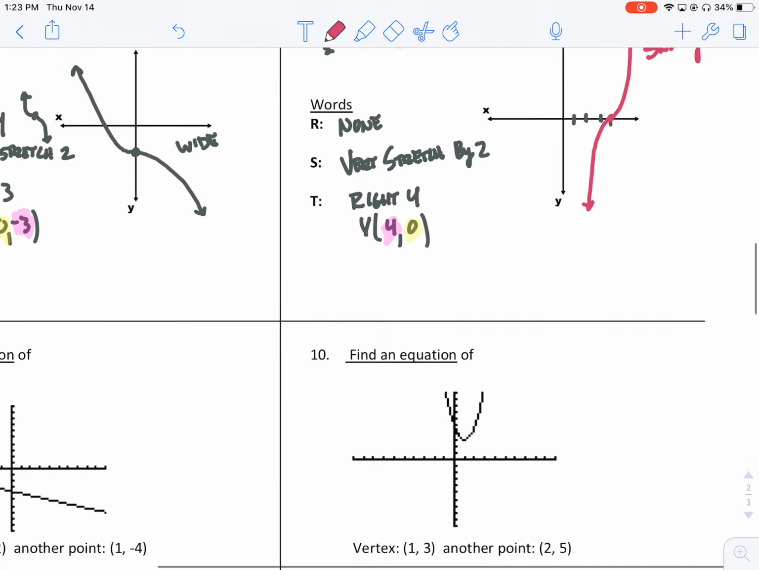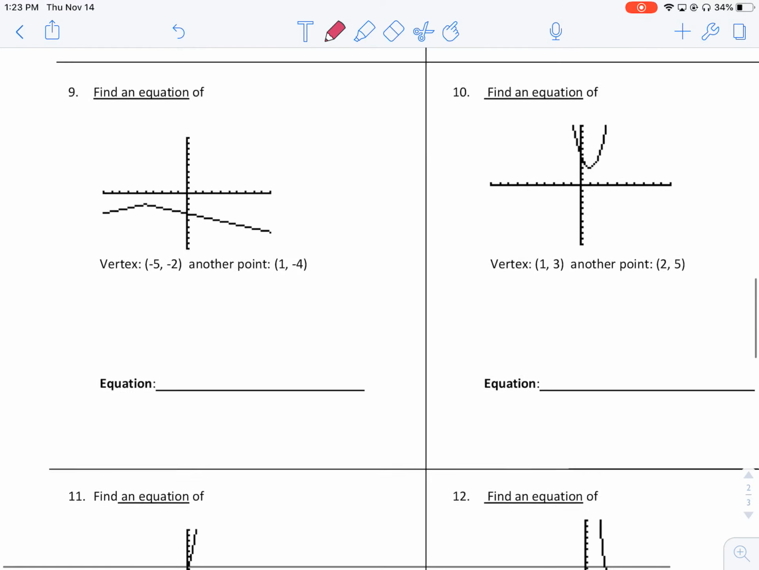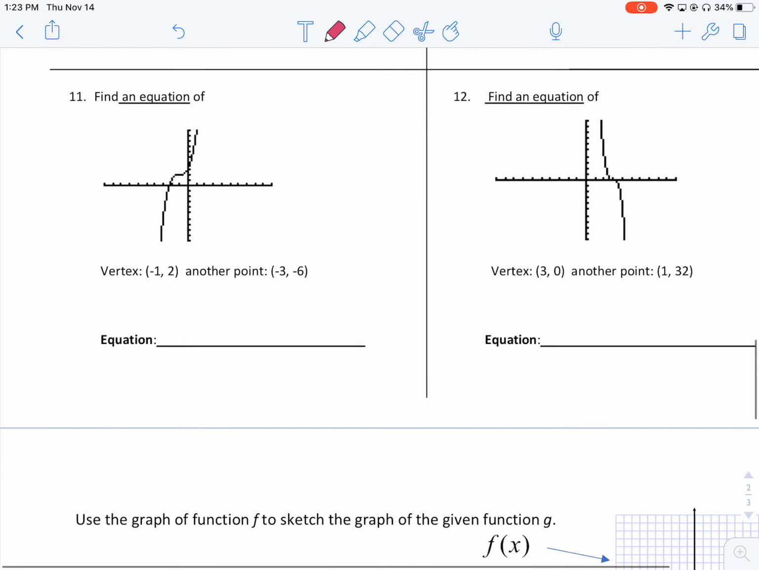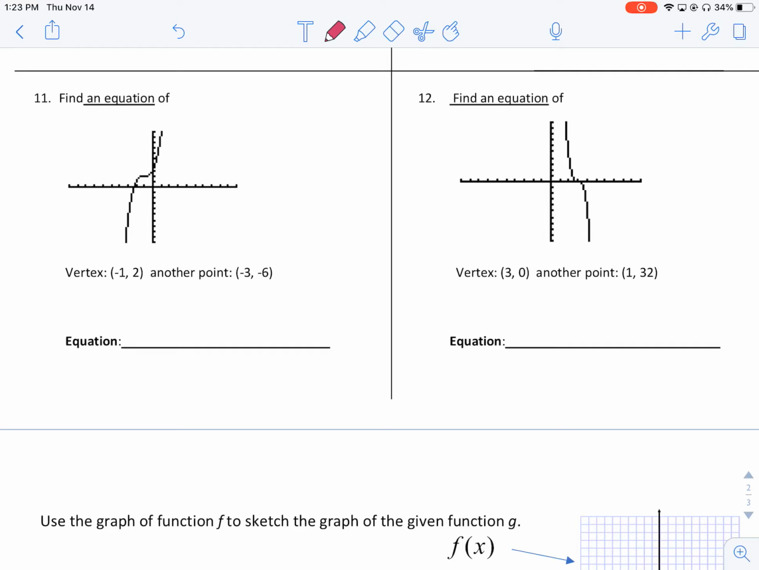All right, that brings us to 9 and 10. I already did these questions in a different video, so I'm going to skip those. You can watch those later. 11 and 12, we'll take care of these. This is where we are writing an equation and solving for the scale change.